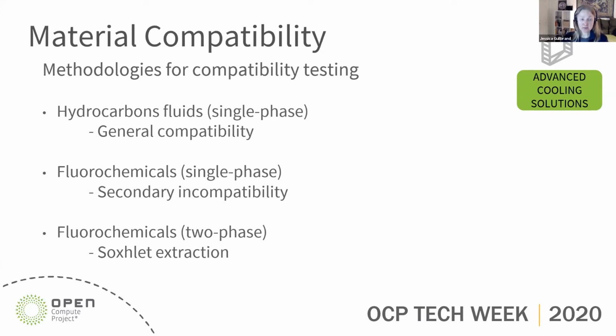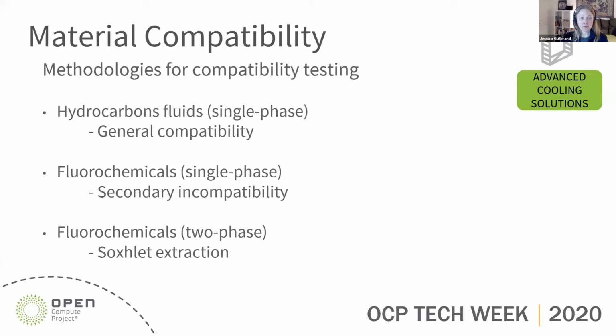For the fluorochemicals, for single phase, here you're dealing instead with a secondary incompatibility. So the fluids are very inert. However, there are materials that can be leached out into the liquid, and these leached out materials can then be deposited in certain parts or interact with other materials in your immersion solution. So those are the secondary incompatibilities that you need to be aware of and look out for there.